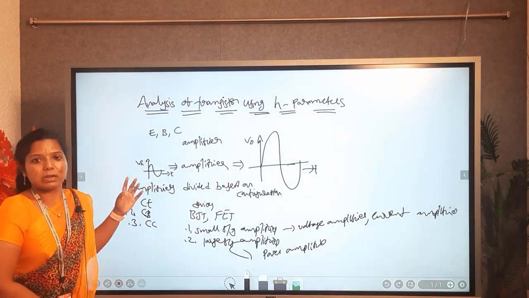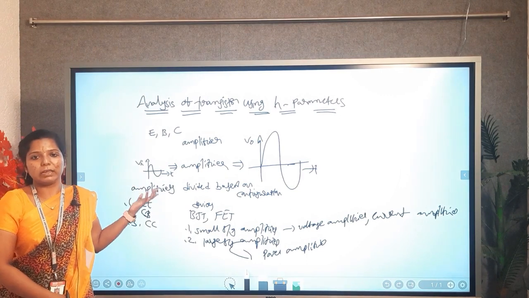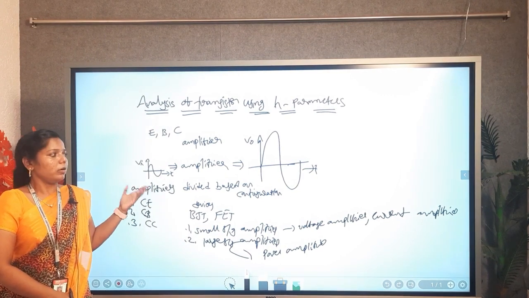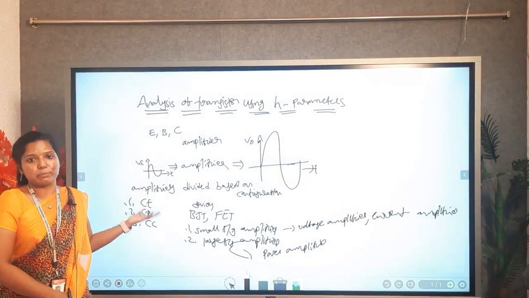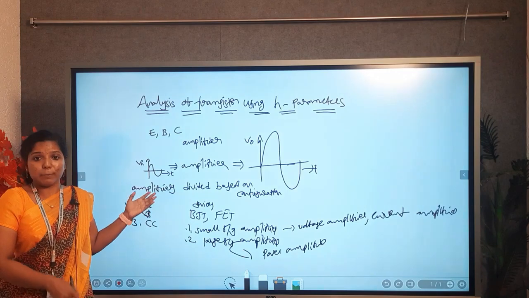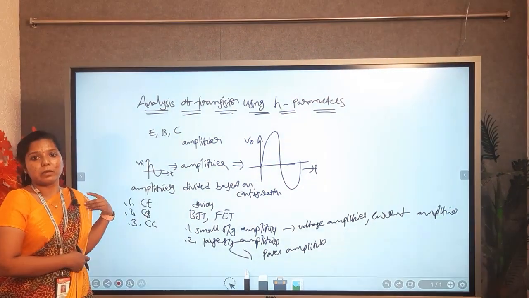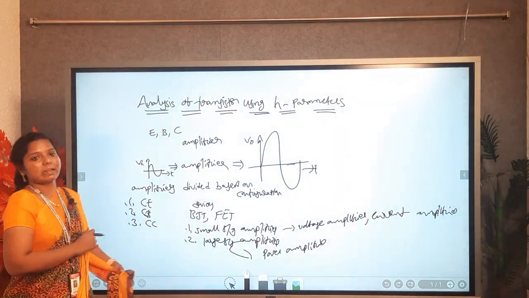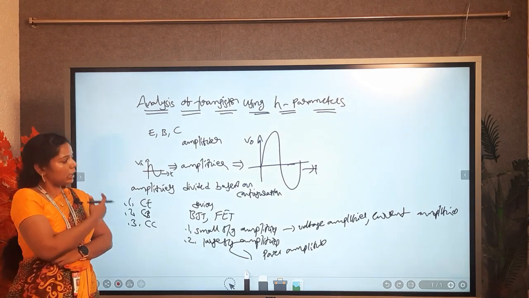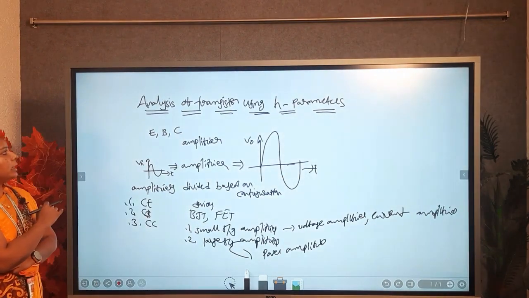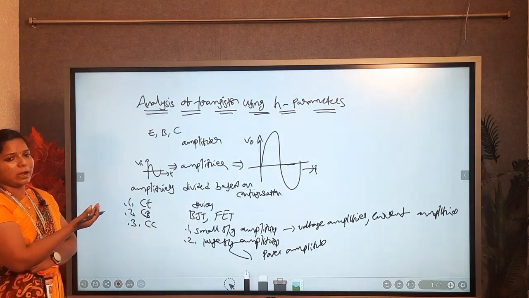Like that, the amplifiers are classified based on configuration, devices, biasing, coupling, etc. Based on the bandwidth, the amplifier can be classified into narrow bandwidth amplifier and wide bandwidth amplifier. Based on the coupling, the amplifiers are classified into RC coupled amplifier and direct coupled amplifier. Based on the number of stages, the amplifiers are classified into single stage and multi-stage amplifiers. Like that, the amplifiers are classified. Coming to our topic, analysis of transistor using the H parameter.